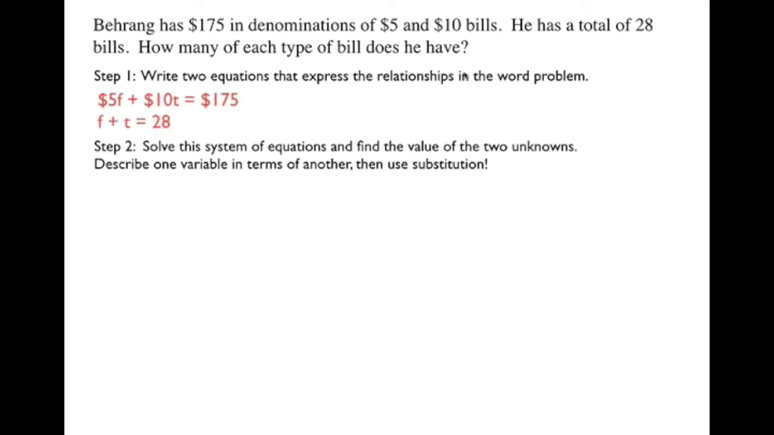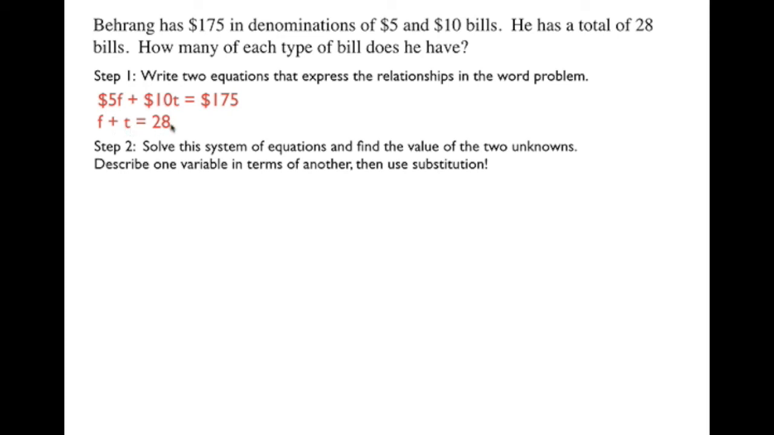So to express the total amount of money Beirang has, I'm going to multiply $5 by the number of $5 bills he has, plus $10 times the number of $10 bills he has, and we know that that equals $175, the total amount of money Beirang has. Now, to express the total number of bills Beirang has, we add the number of $5 bills to the number of $10 bills. And now we have two equations.